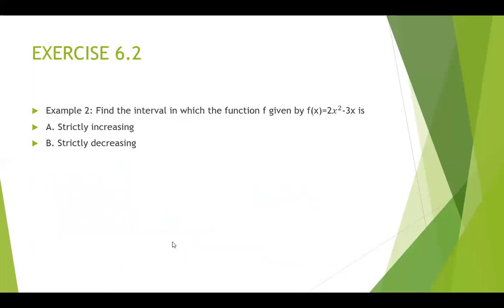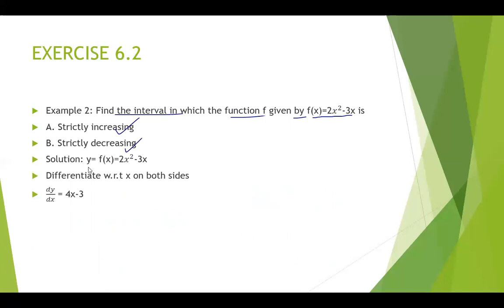Now I consider one more example. Find the interval in which the function given by f of x is 2x square minus 3x is strictly increasing, and you have to find out the interval in which it is strictly decreasing. Solution. We'll consider the function y is f of x, 2x square minus 3x. Differentiate with respect to x on both sides. X square derivative is 2x, 2 twos are 4x. Then minus 3 into derivative of x with respect to x, which is 1.